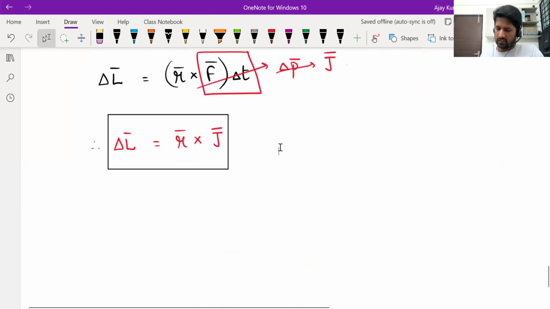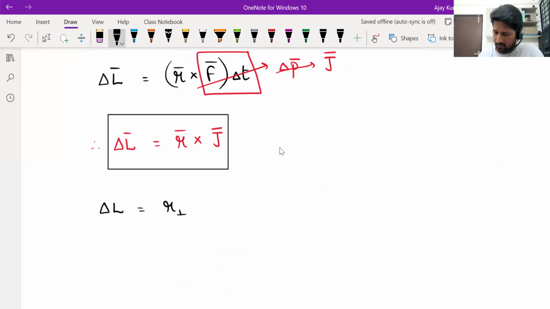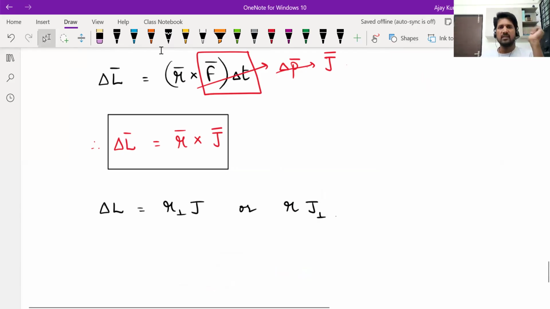And how do you calculate r cross linear impulse? If you only want the magnitude, it is r perpendicular multiplied with linear impulse. Or you can also do it this way, r multiplied with impulse in the direction perpendicular to r, if you only want magnitude. Is this clear to all of you?